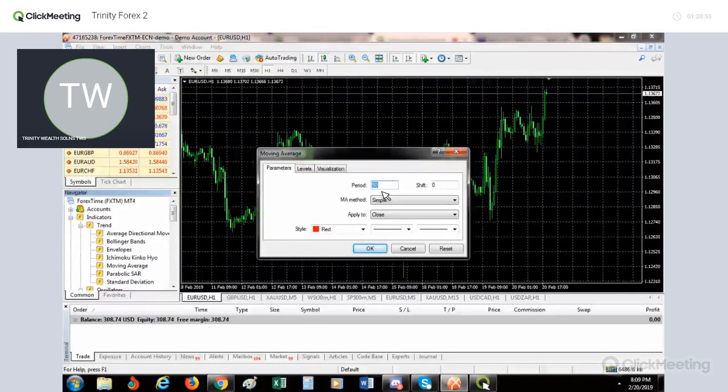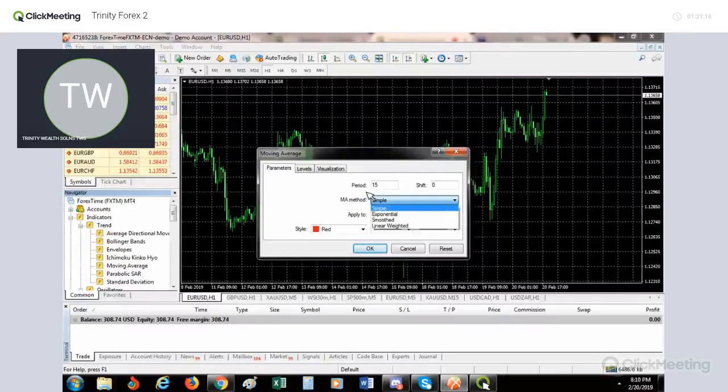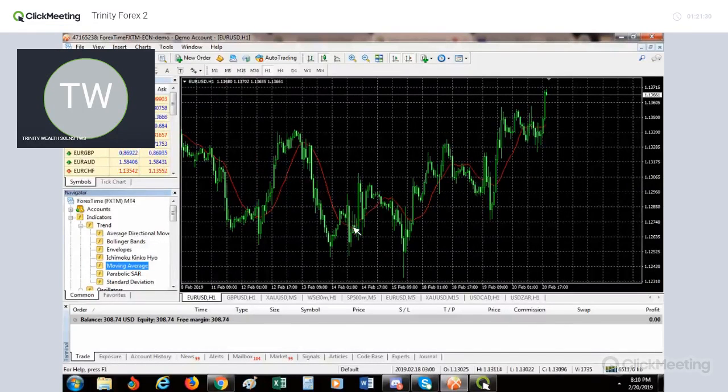Okay, under the parameters you have the period. That is where you change to the days you want. Let's say you want to print the smaller ones first, the 15 and the 35. So you change to 15, and this is how you also choose what you want: the simple moving average, or the exponential, or the linear weighted, or the smoothed one. We select the simple one. Many times it's simple by default, unless you've already changed it previously. Then you click OK. So that is our 15-day moving average.